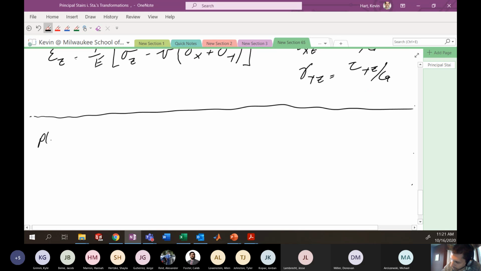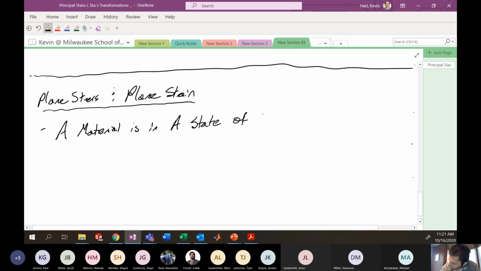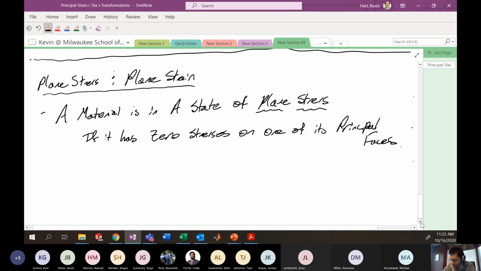All right, so plane stress and plane strain. All right, let's start with what we've looked at a little bit more frequently, which is plane stress. Okay, so material is in a state of plane stress if it has zero stresses on one of its three principal directions. Principal faces, principal directions, etc. Okay, so let's draw a picture of this to be sort of clear about this.